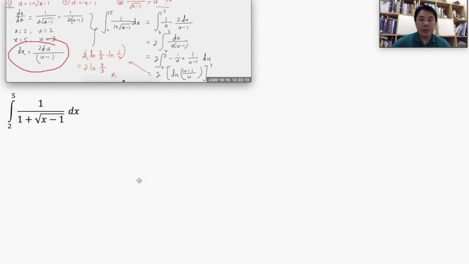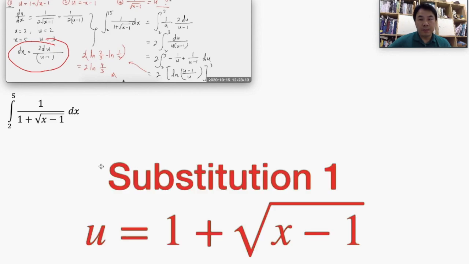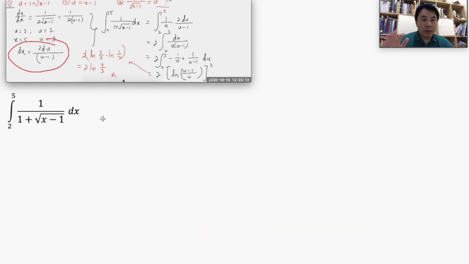Now, before we look into why there's an error here, I'm going to walk through the first substitution method using u equal to 1 plus square root of x minus 1. So you can check out the title one more time down there. The choice we're going to make is substitution using u equal to 1 plus square root of x minus 1. Alright, let's get started.